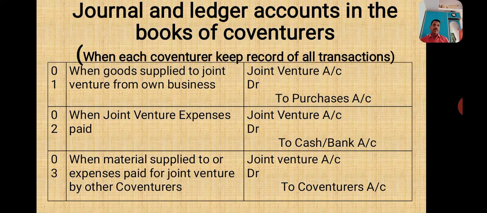Here, we are maintaining the accounts in the books of one co-venturer. That means in the books of the co-venturer in whose books we are recording the joint venture transaction, if that co-venturer supplied the materials or goods to the joint venture from his own business, then what will be the journal entry? Joint venture account debit to purchases account.